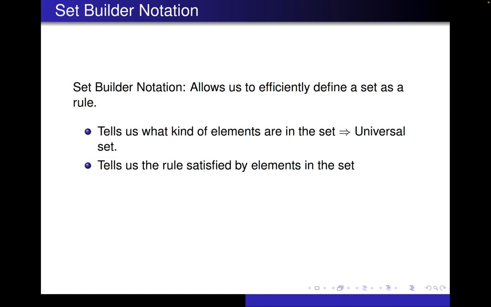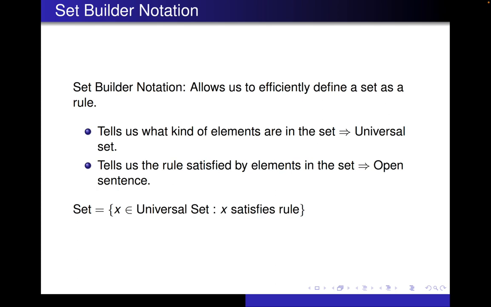And then, once you have that in your mind, I also want to tell you the rule that is satisfied by elements in the set. And that is going to be determined by an open sentence. Okay? So, two things. So the notation is going to look like this. Our set is going to equal the set of x in the universal set. In other words, x is like our random element that's going to be in our set, and it also has to be in this universal set to tell us what kind of elements we're looking at, such that x satisfies some rule, and that is going to be our open sentence.